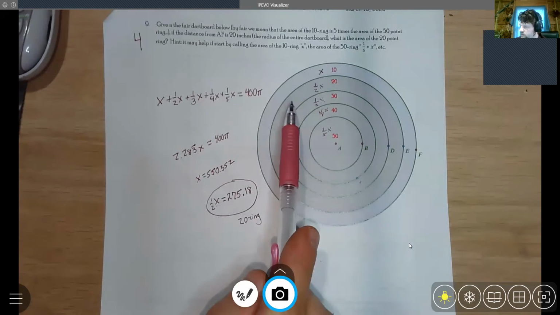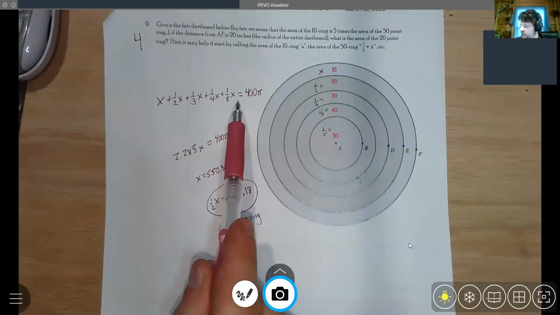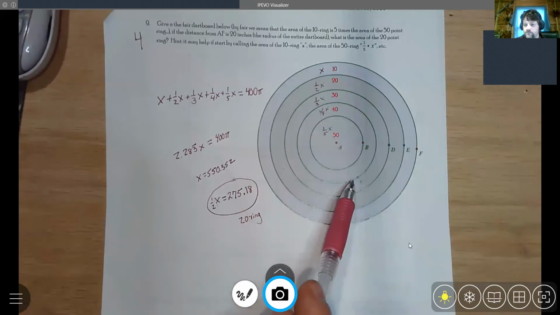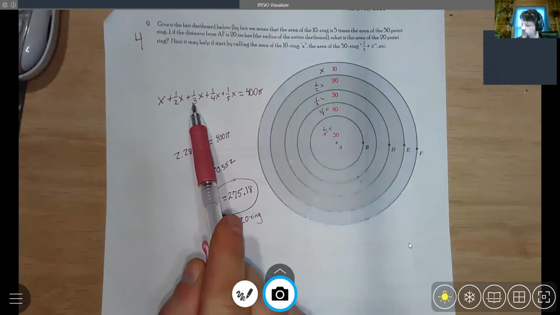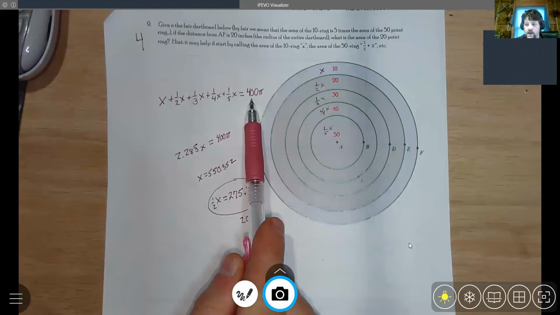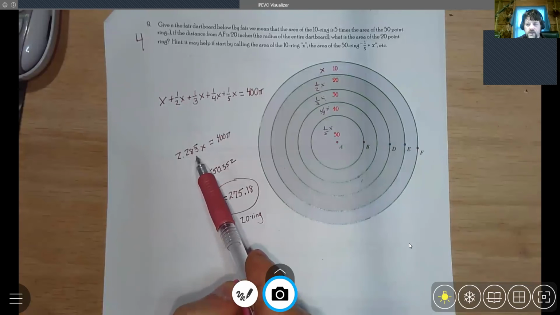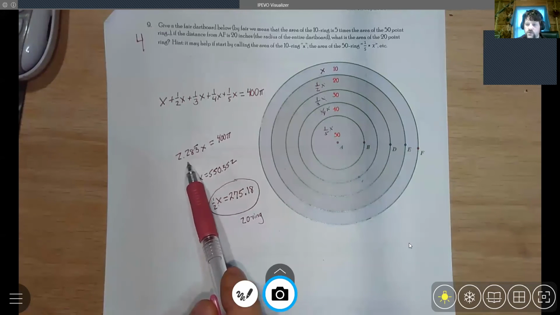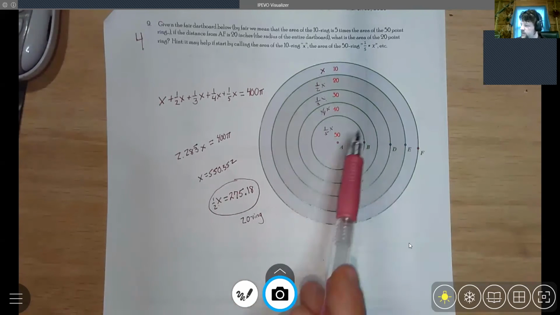Now, all these 4 rings and this circle all together have to add to the area of the entire circle. So the entire circle is 20 pi. So the 10-point ring, the 20-point ring, 30-point ring, 40-point ring, 50-point circle all have to add to 400 pi. So then I added them together. You get 2.283 repeating x is 400 pi. You solve for x by dividing by 2.283 repeating. You get x is 550.352. So that's the area of the 10-point ring.